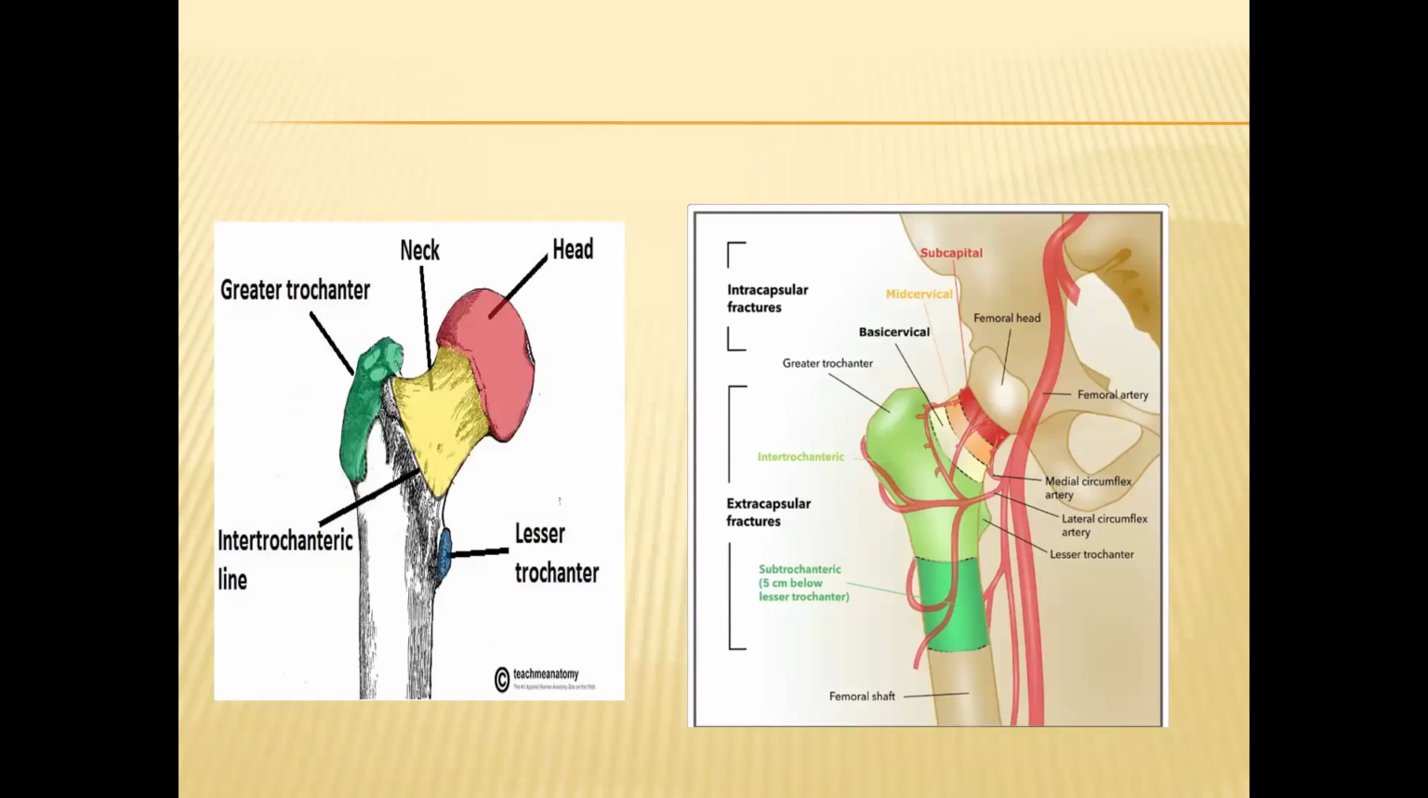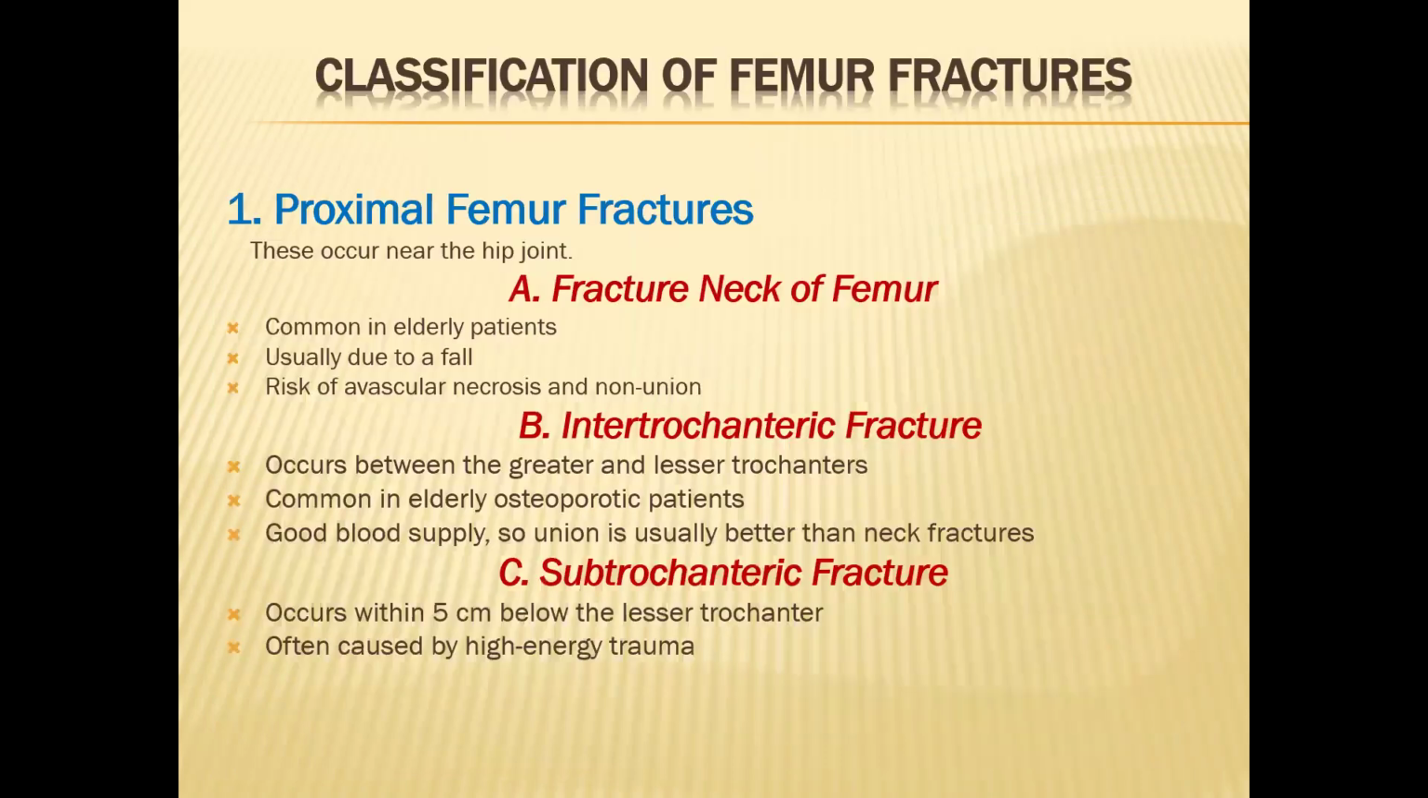So we can classify the fractures of the femur according to their location and according to their displacement. We can divide the fractures of the proximal femur into fracture of the neck of the femur, intertrochanteric femur, and subtrochanteric femur fractures. So fracture of the neck of the femur can be divided into subcapital, if it is under the head of the femur, mid cervical, and basicervical.